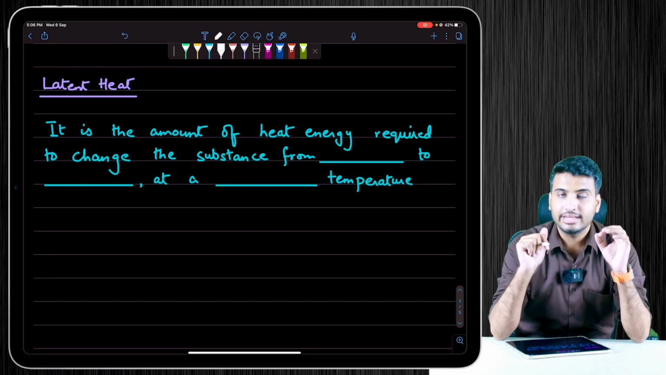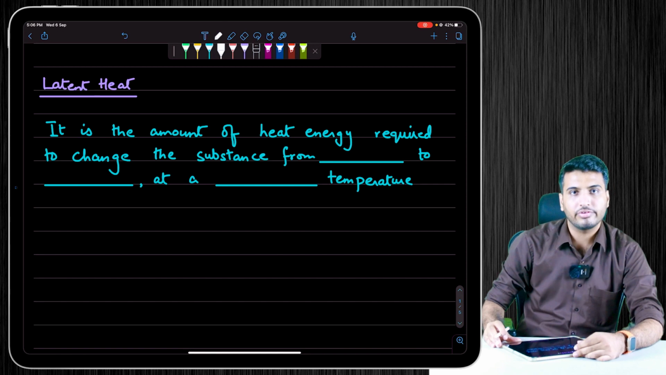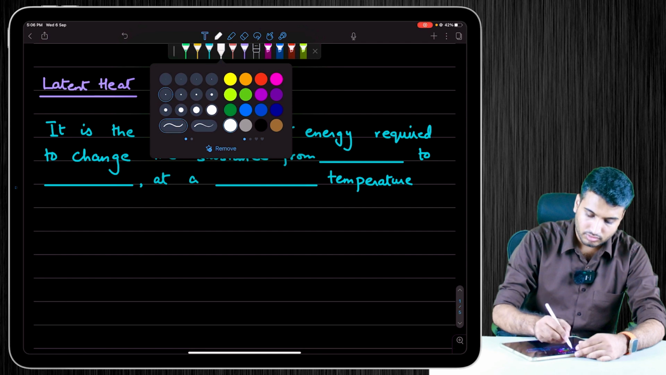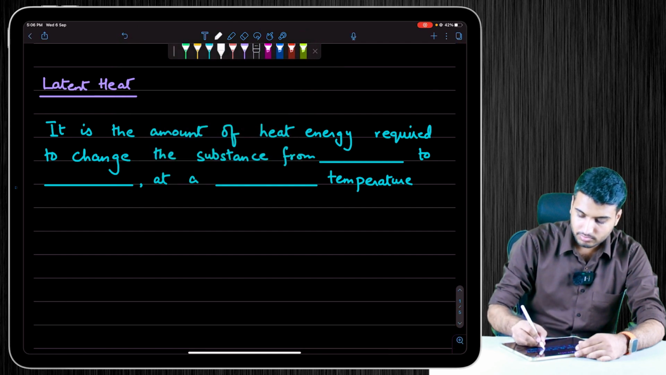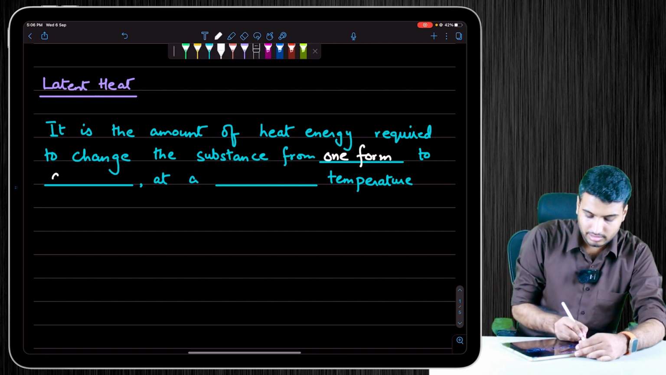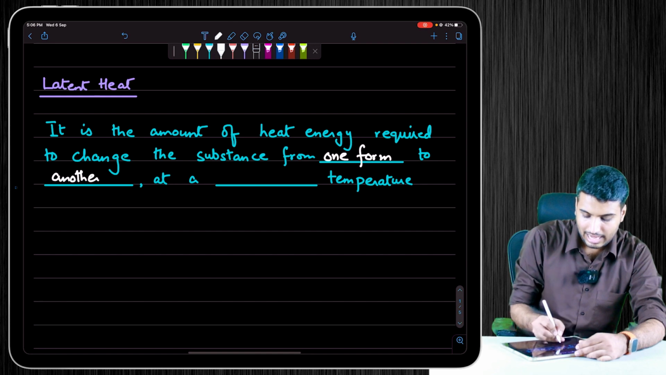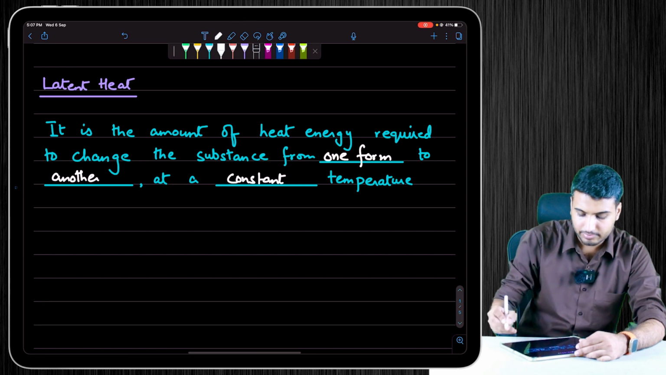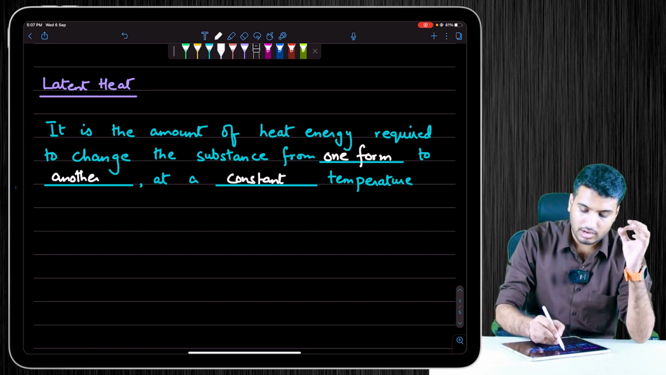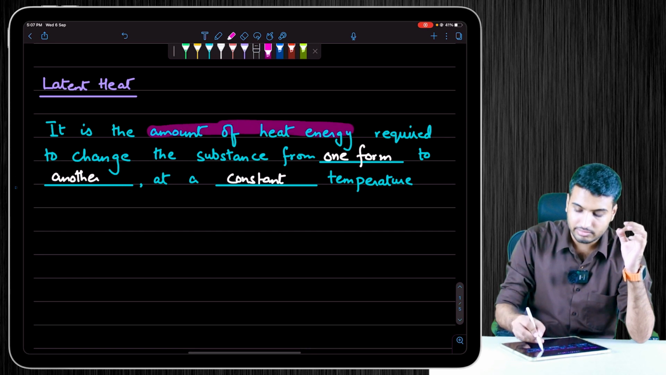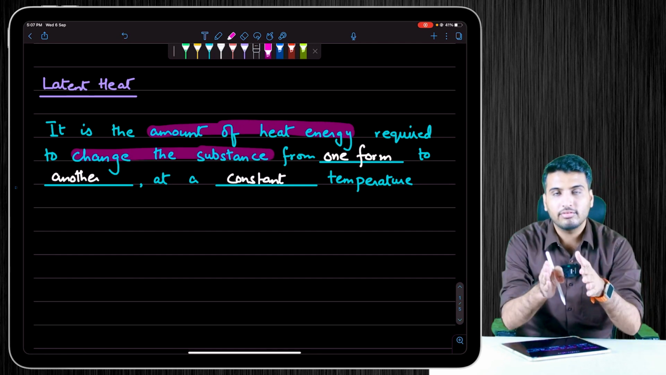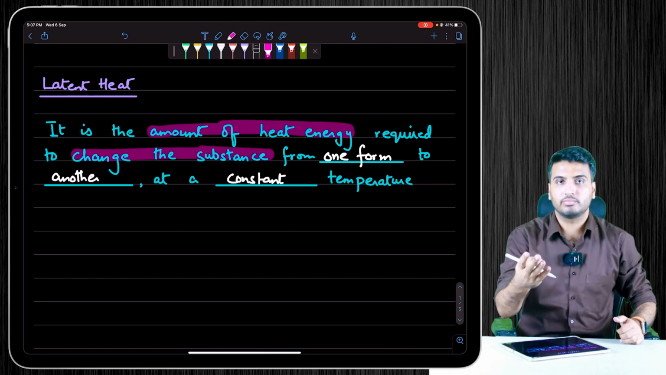Latent heat. Latent heat is the amount of heat energy required to change a substance from one form to another at a constant temperature. So it is the amount of heat energy which is required to change the substance from one form to another at a constant temperature.